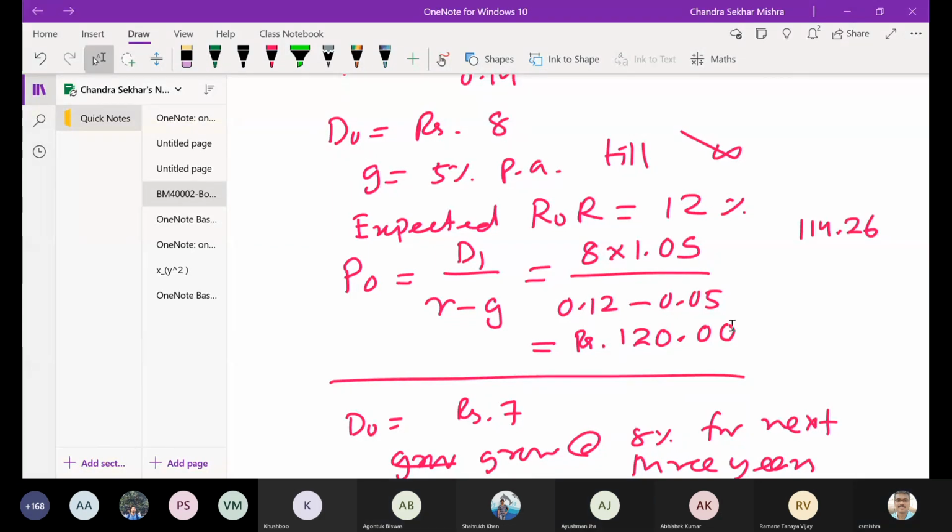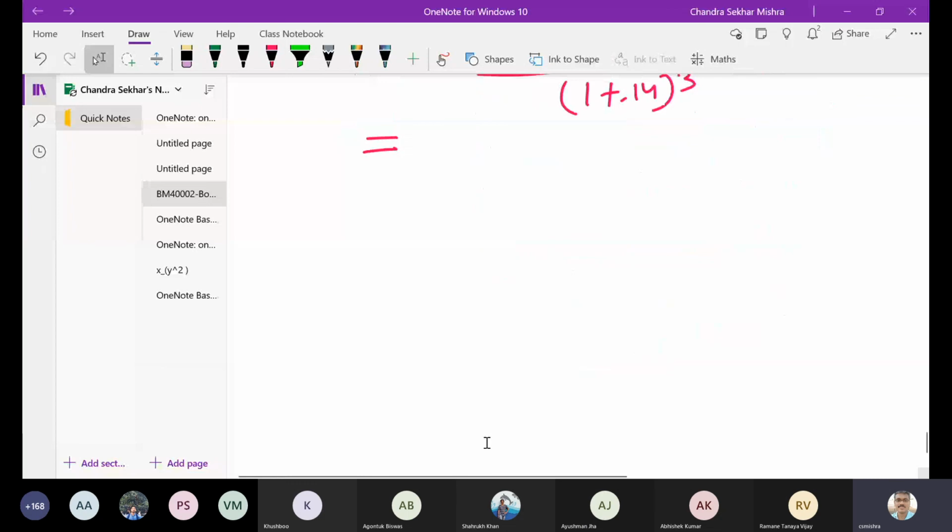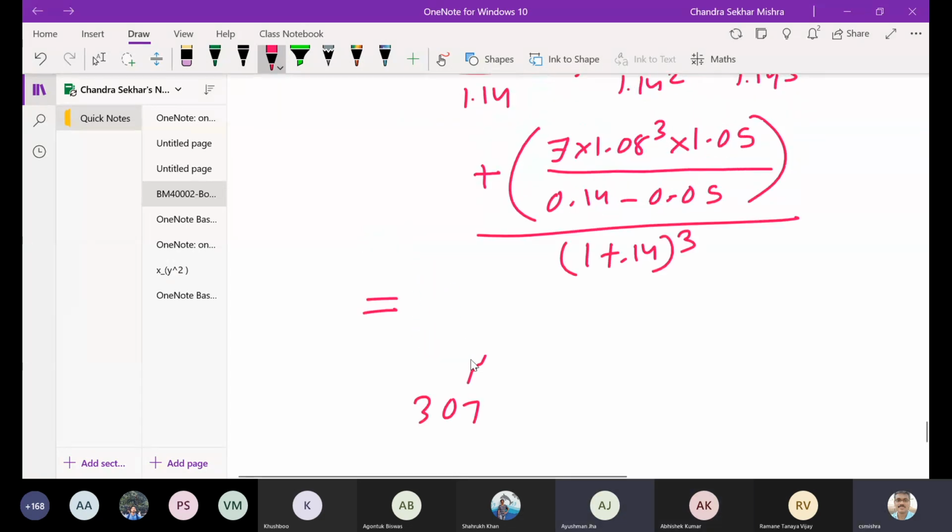Some tips: you have to just type the answer. Don't show the calculation. Type the answer for the question you are solving in that particular team, in your quiz. Let's say the answer comes to 3070.